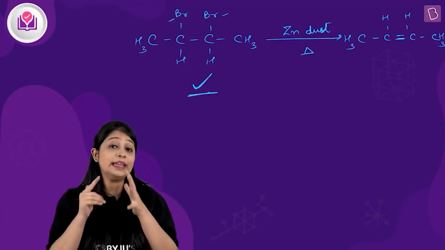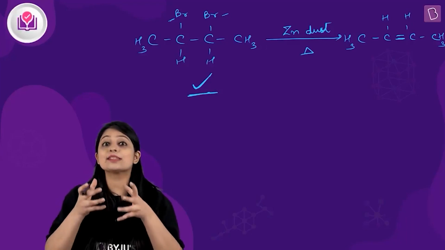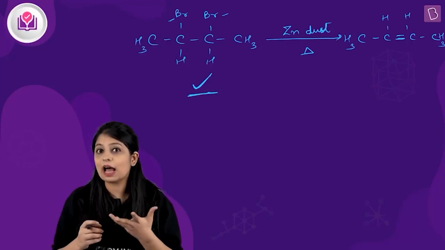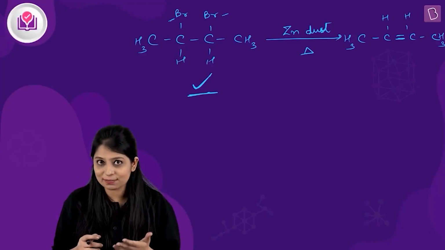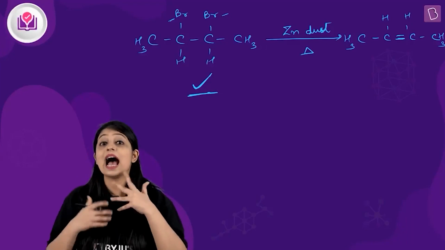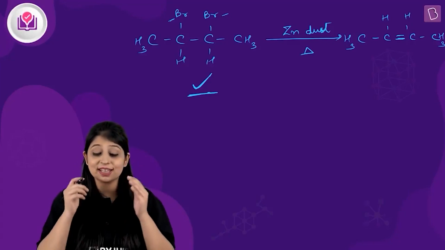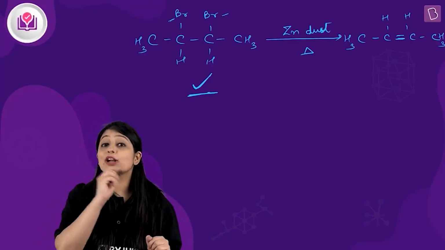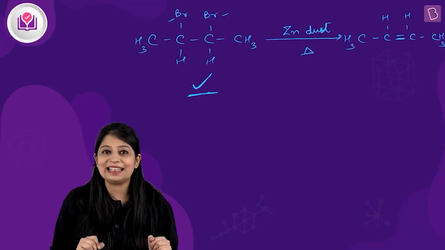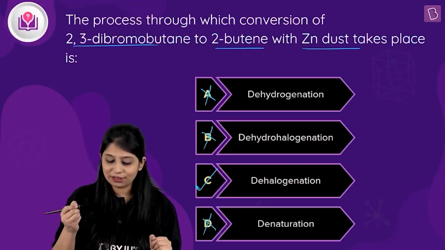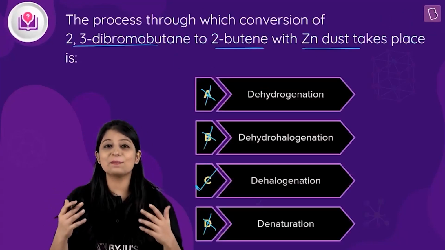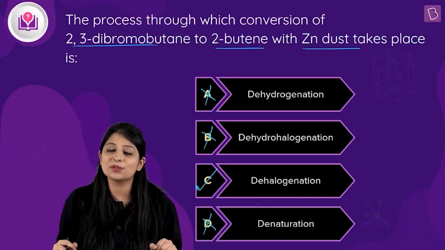So if you heat vicinal dihalides in the presence of zinc dust, what happens? Dehalogenation takes place. These bromine atoms or halogen atoms get removed, and what do you get? You get alkene. So this is an important reaction for the preparation of alkene, right? And we have already found out the correct option to this question is option C.